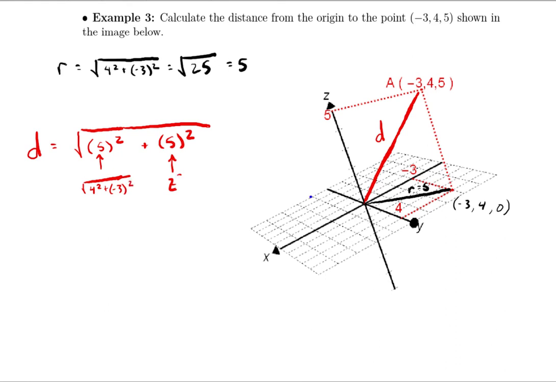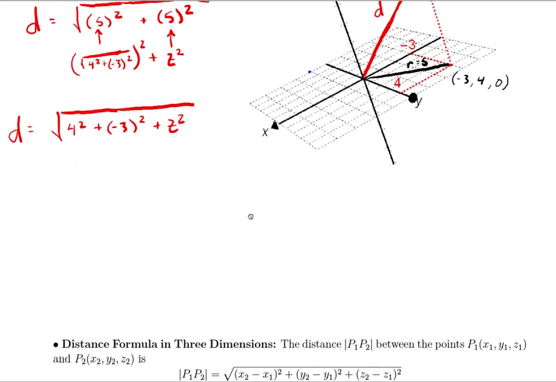Okay, so here we have Z squared, here we have the square root of 4 squared plus -3 squared, but of course the square and the square root undo each other, right? So the distance just ended up being 4 squared plus negative 3 squared plus z squared. So this is just the extension of the Pythagorean theorem in 2 dimensions, is that in general, what we can do is just take the square root of x squared plus y squared plus z squared to find that distance from the origin.